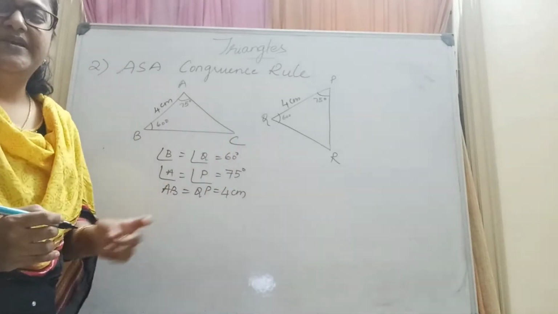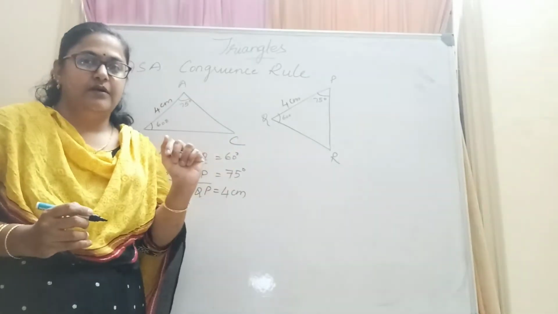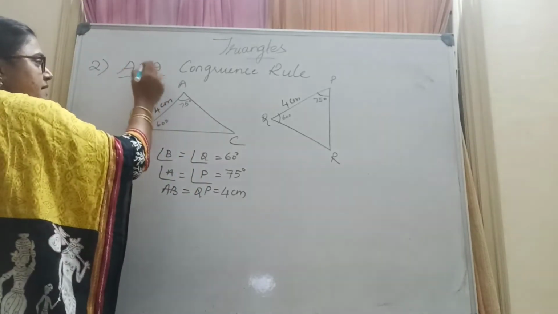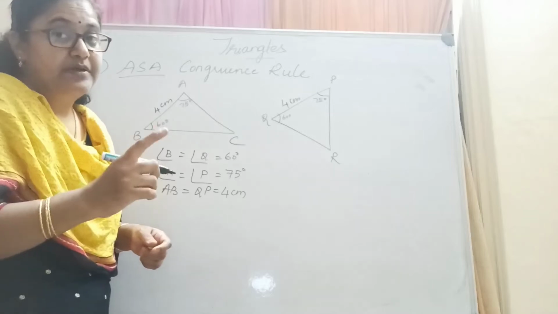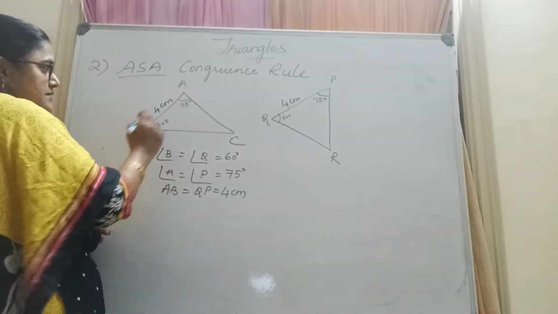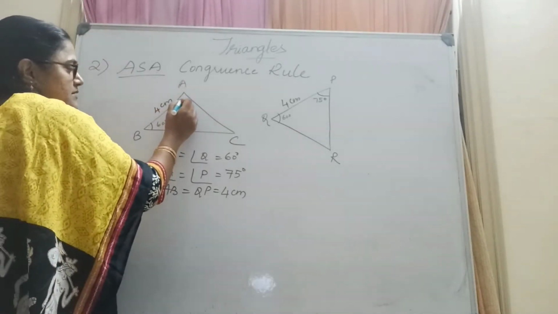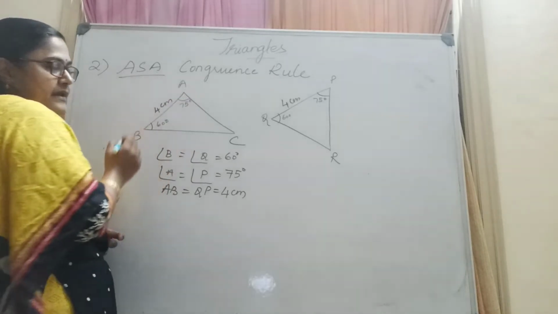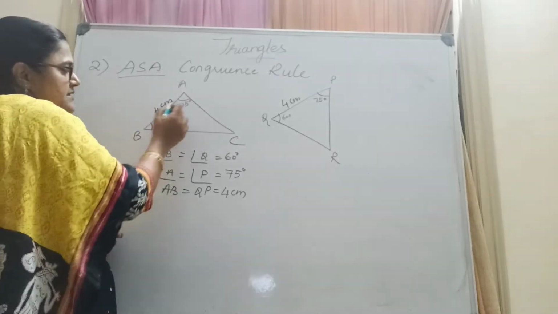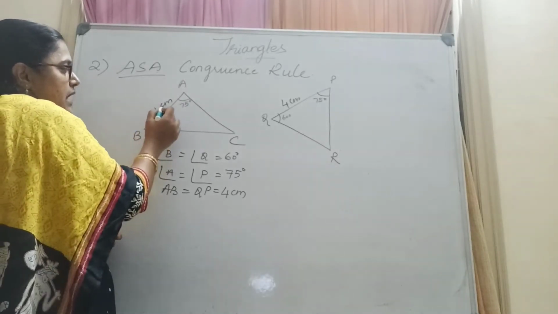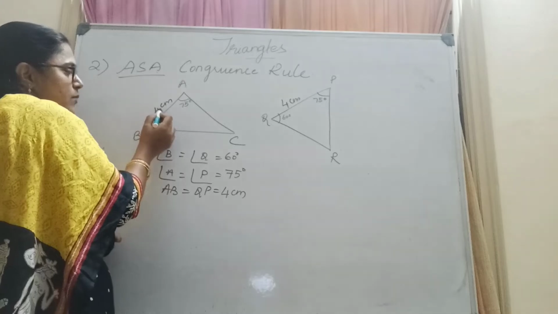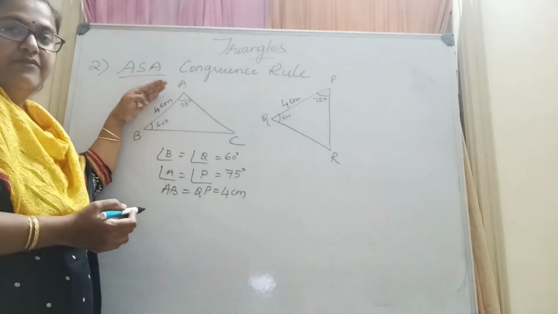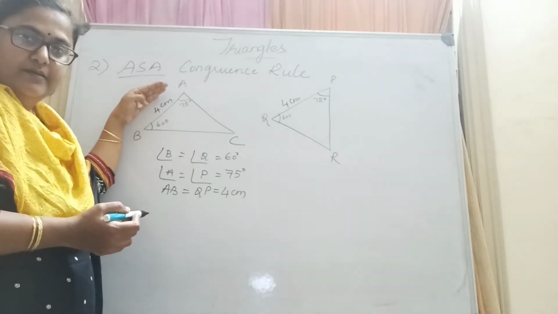I have told you three pieces of information are enough to prove that the two triangles are congruent. Now we are talking about ASA, that is two angles and one included side. The side must be between the angles. Now I have taken the angles into consideration, 75 degrees and 60, that is angle B and angle A. The angles have a common arm, that is 4 centimeters, which is AB. They have a common arm AB, right?